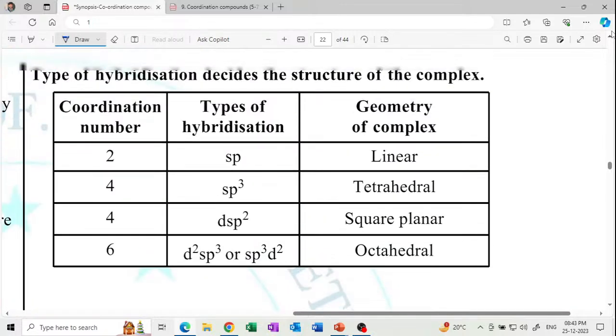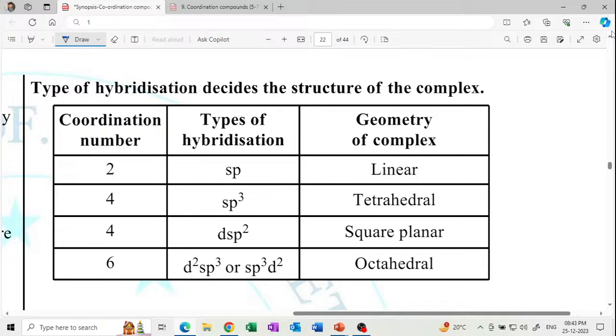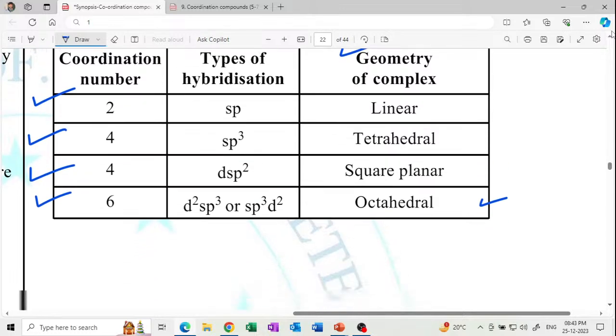Next, the type of hybridization decides the structure of the complex. What type of hybridization, then what is the geometry? What will the structure be? Geometry of the complex. If the coordination number is 2, then it is sp. Next is 4, which is written as both square planar and tetrahedral. Get it? And if it is 6, then it is octahedral. So this is a very important table to decide the structure of the complex ion, whether it is linear, tetrahedral, square planar or octahedral.